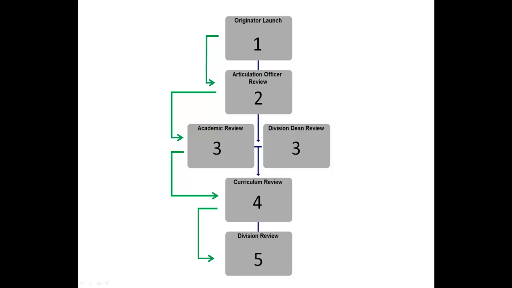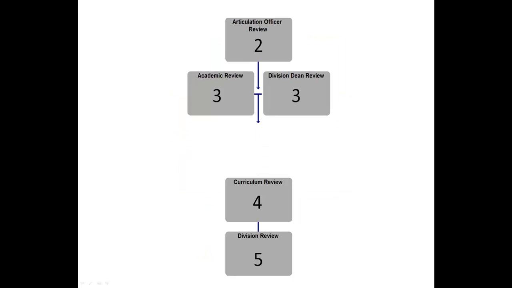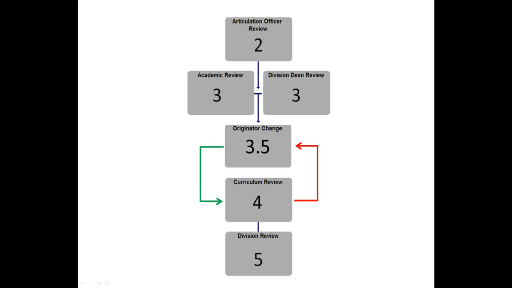But let's say the curriculum chair at level 4 wants to have the originator make changes. Instead of sending the proposal back to level 1, which would make the proposal go through every step again, I will add an originator change step at 3.5. As a side note, the numbers are arbitrary as long as they are in ascending order between the main levels. So once again, instead of sending the proposal all the way back to the beginning, the proposal can be sent to the originator at a change step, and then the originator can send it right back to that step for approval. This will also allow for detailed documentation for the changes that are made.